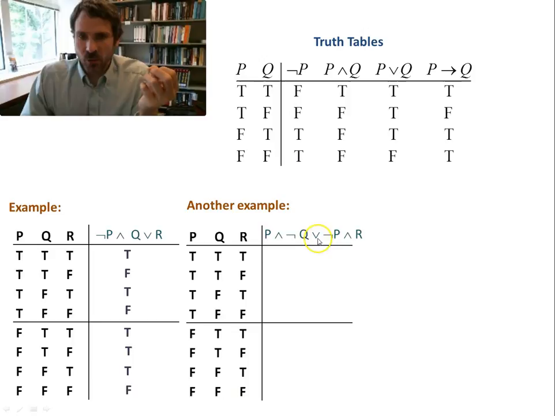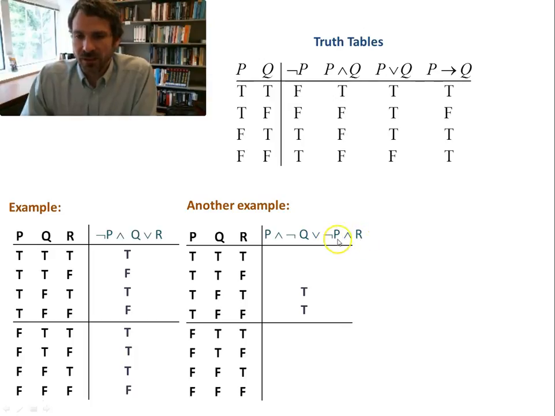When is that going to be true? Because they're separated by the or, that means this whole thing is going to be true whenever the left-hand side term is true, or whenever the right-hand side term is true. So where is P and not Q true? Well, that's going to be true when P is true and Q is false. P is true and Q is false.